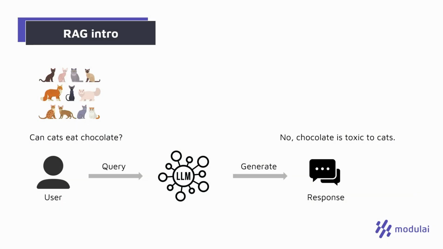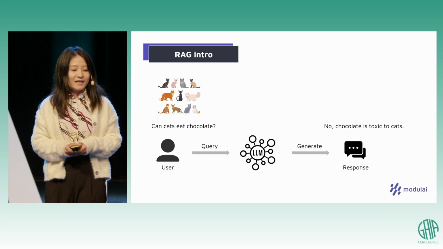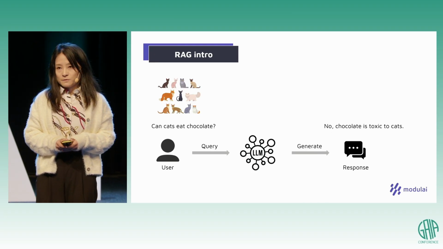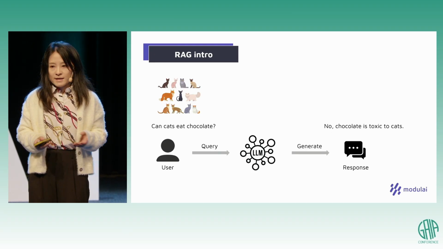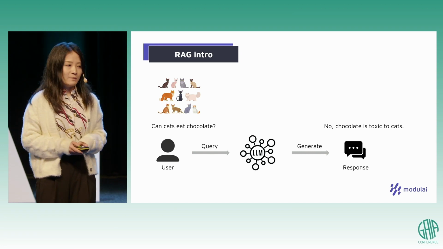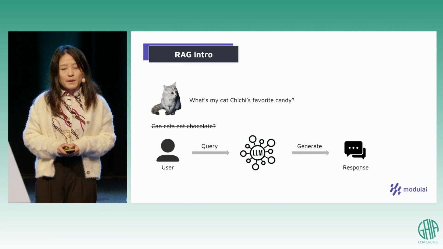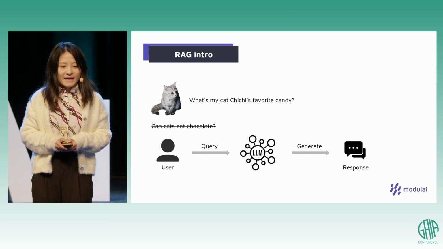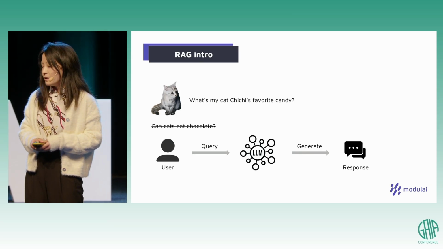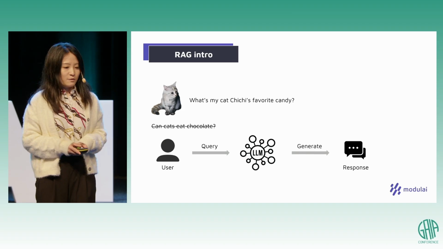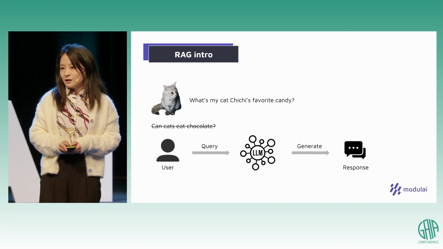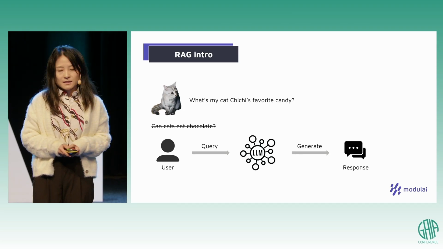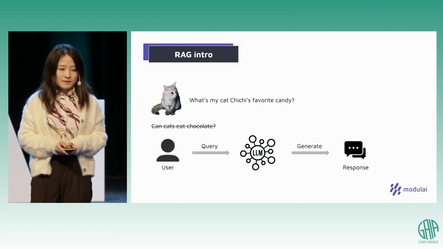So we all know that the standard chatbots can answer questions like, can cats eat chocolate? This is not hard because LLM models have already been trained on this information, because this information is publicly available. But what if I want to ask a more specialized question, like, what is my cat Chi-Chi's favorite candy? Do I think the chatbot can answer this question? I don't think so, because this information only exists in my head and my family's head. And that is where a retrieval-augmented generation system can come in.